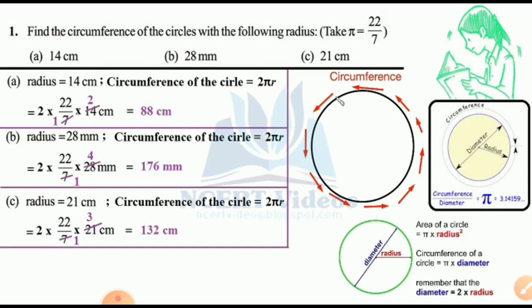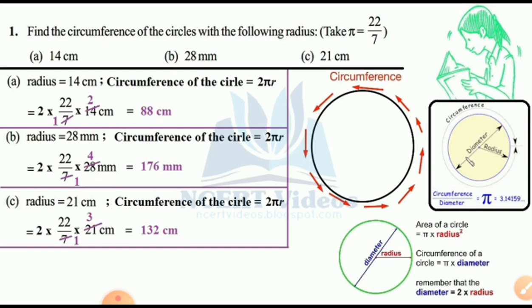Circumference is nothing but the perimeter, but in a circle we use the special name, not perimeter, circumference. Okay? So moving around a circle, it's the circumference. Here the radius is 14, and the radius is half of the diameter, is it or not? You know very well what is the radius and what is the diameter. Area of circle you know very well, pi r square. Here they ask only the circumference.